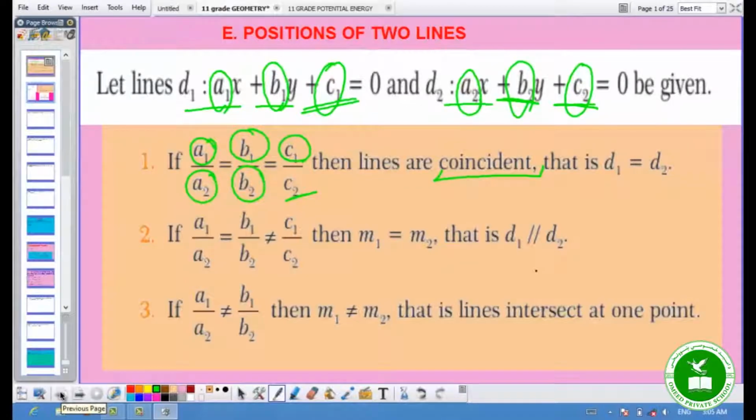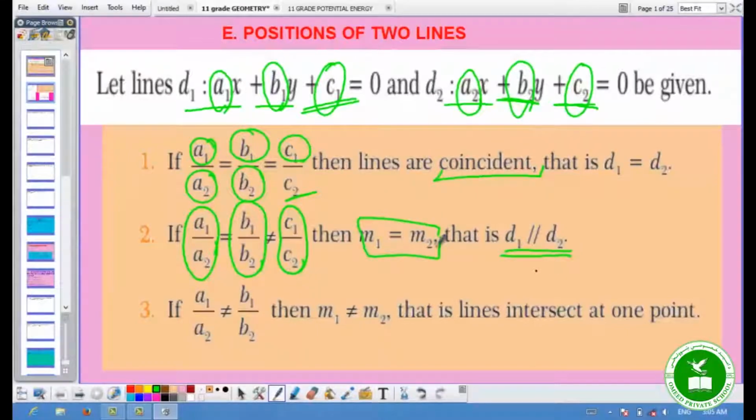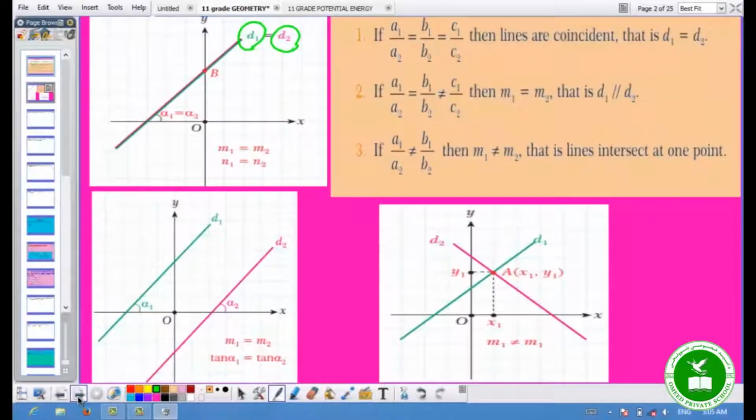Second, if the ratio of coefficients of x is equal to the ratio of coefficients of y, but not equal to the ratio of constant values, then these two lines are parallel to each other. Parallel means they do not intersect each other, and their slopes are equal. Just see the diagram here. Line number 1, line number 2, they are parallel. Their slopes are equal. They do not intersect each other.